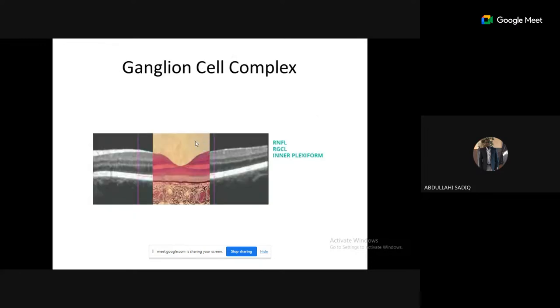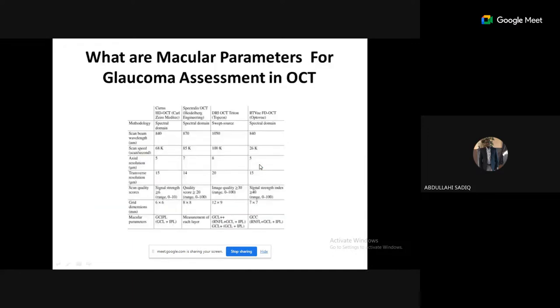And now this is what I'm talking about. They look at the innermost layer of the retina, the retinal fiber layer, ganglion cell layer, inner plexiform layer. Now, it depends. Some machines have different combinations. If you're using Cirrus OCT, which is the Zeiss, they use ganglion cell plus inner plexiform layer alone.